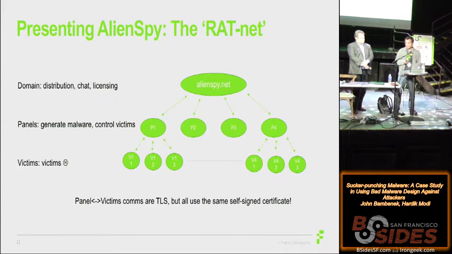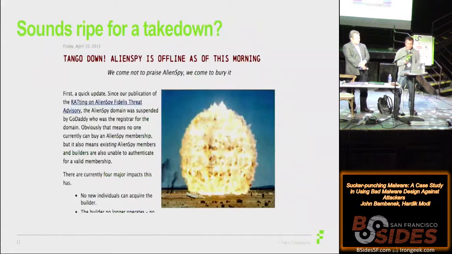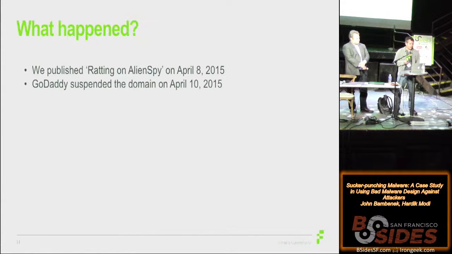There's a lot of TLS. Well, mainly we observed in Alien Spy between the victim and the panel. All of that was a self-signed certificate. John will talk a little bit about that. So then you look at this whole network, and you observe, maybe there is a single point of failure. And this is essentially what happened. Last year, we got to take part in this. Alien Spy was taken down, essentially in one swoop. And I'll explain how we got to that.